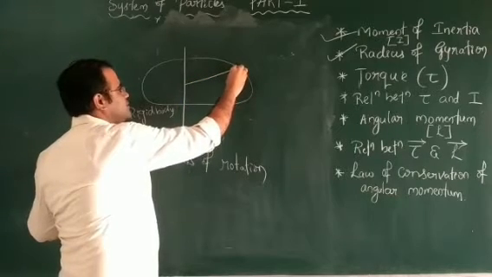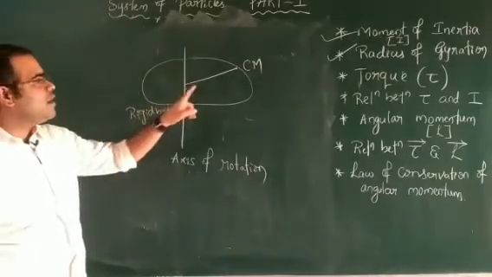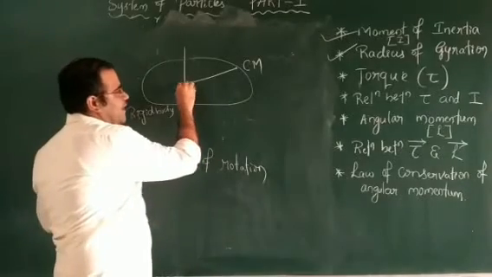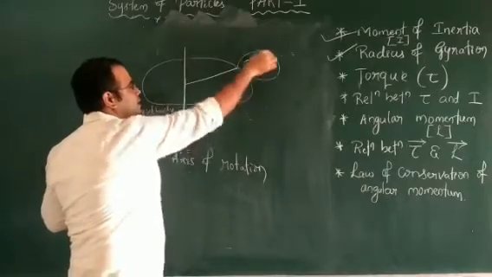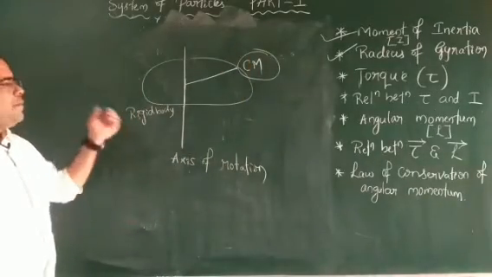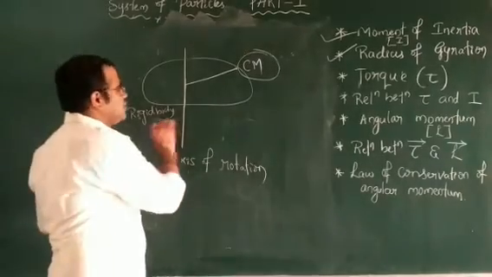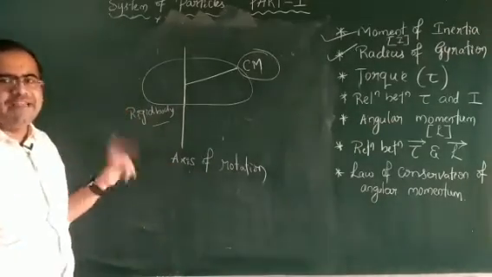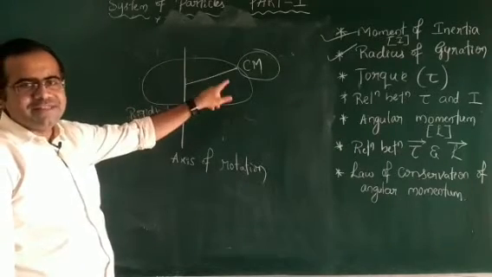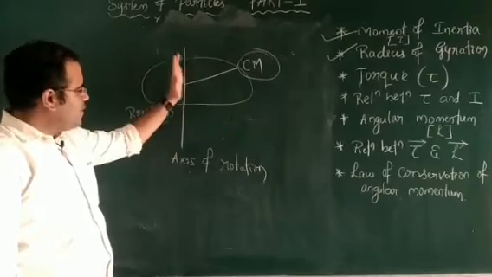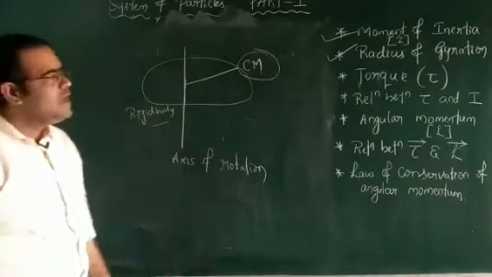So the square of the distance from the axis of rotation to the center of mass. Whenever we observe, it is a distance, the square of the distance between the axis of rotation and the center of mass. Because center of mass means a point where the entire mass of the rigid body is concentrated. So that's the reason radius of gyration is defined as the square of the distance from the axis of rotation to the center of mass here. So this is what we observe as the radius of gyration.